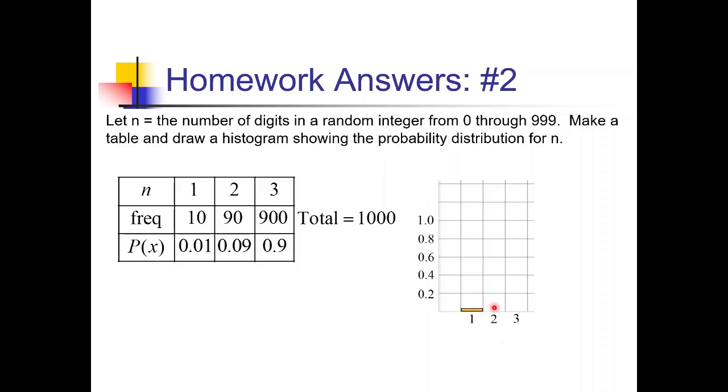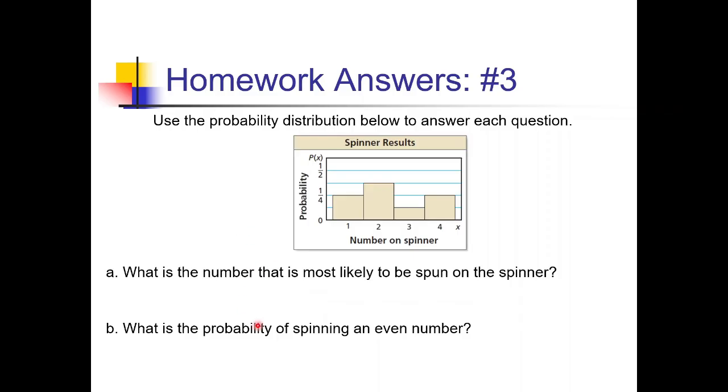And then for 2s, we're going up to 0.09. So that's almost 0.1, so almost halfway up that first grid line. And then for 3s, we're doing 0.9, so that is halfway between 0.8 and 1.0. So there's our histogram. For the next couple of questions, we're using the probability distribution given in this histogram.